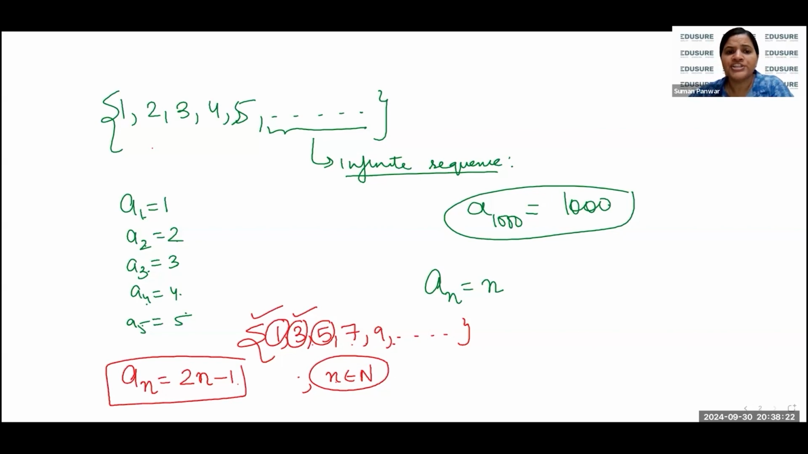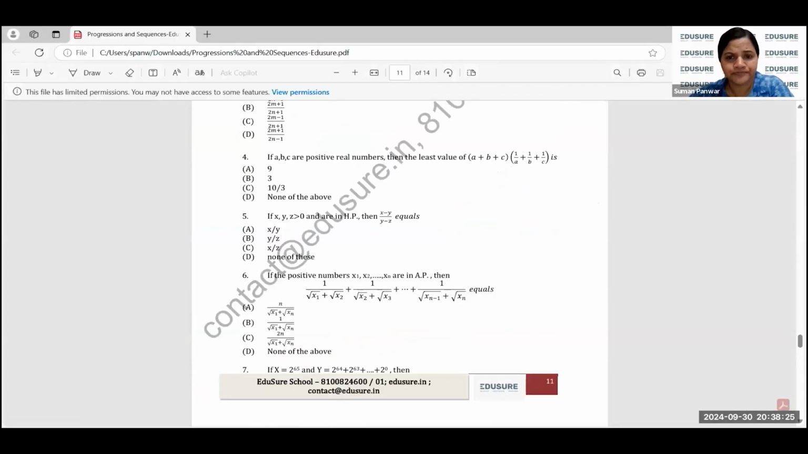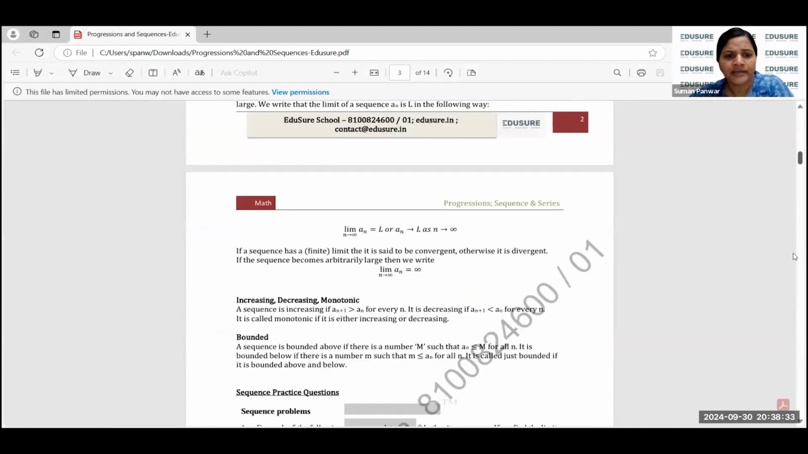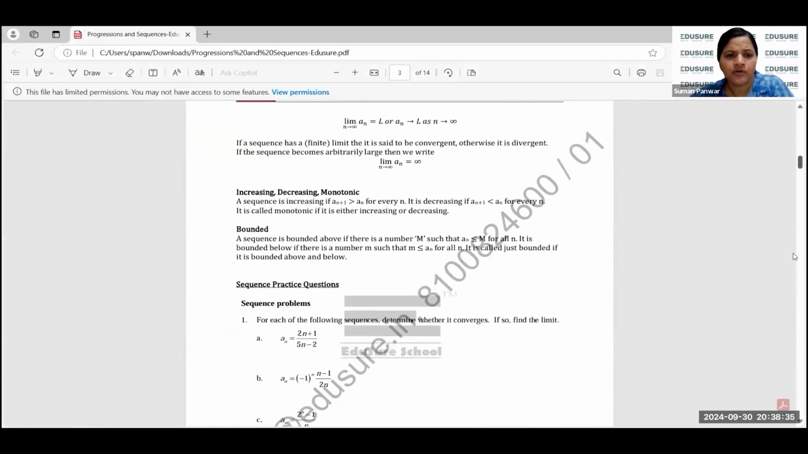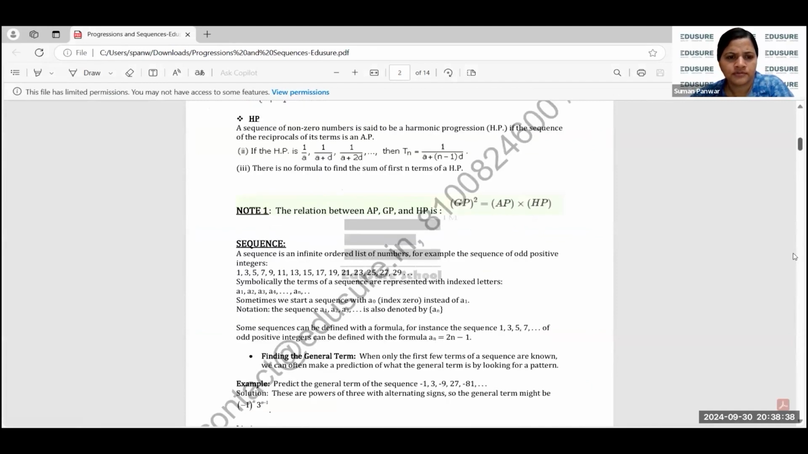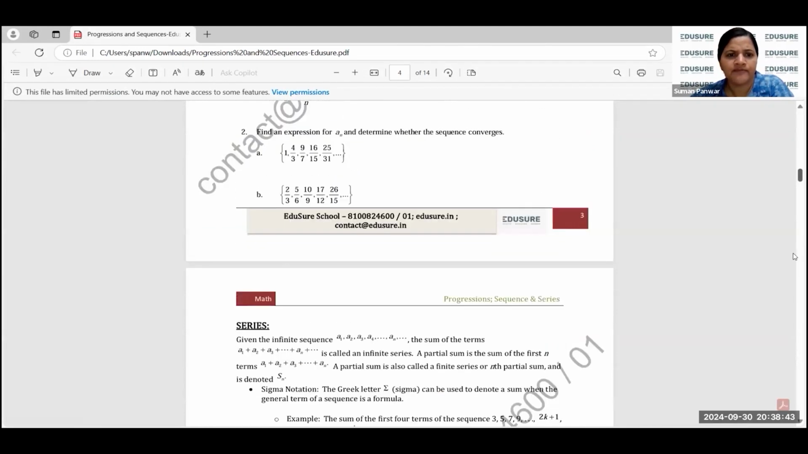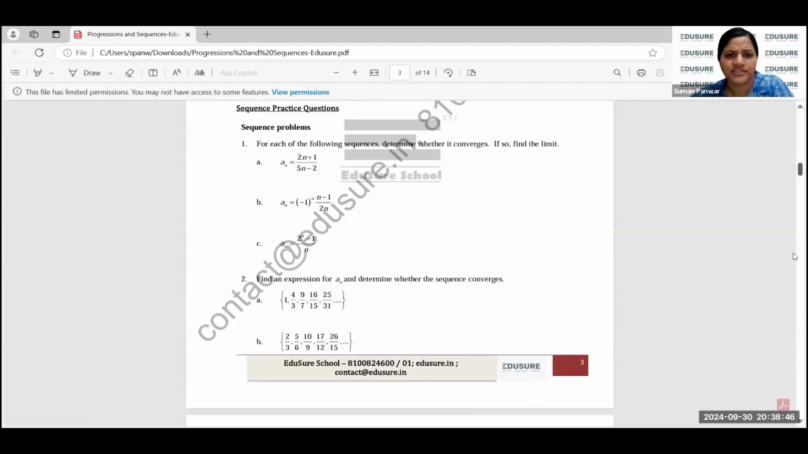Now I'll share the sheet with you, and we will do some questions related to the pattern in a sequence. For example, we have these sequence practice questions, and I want to write the pattern, find an expression for AN and determine whether the sequence converges. We will talk about the convergence later on. First, I want to identify the pattern.